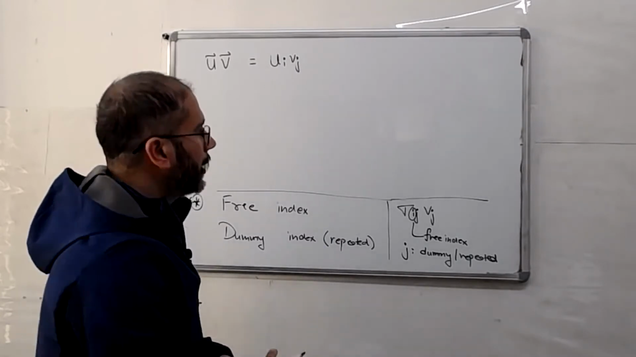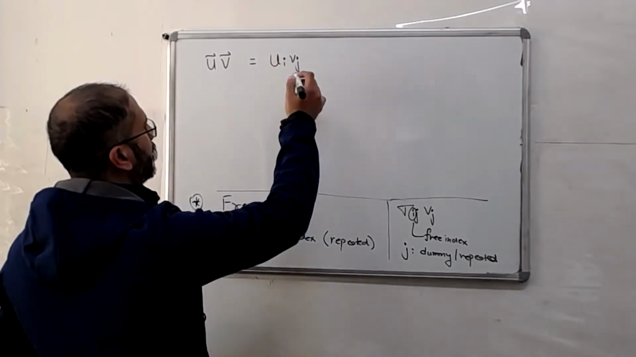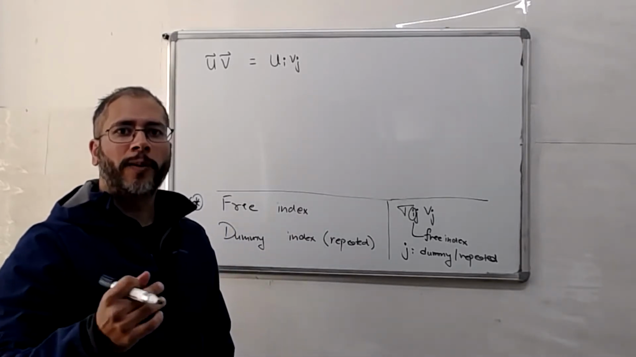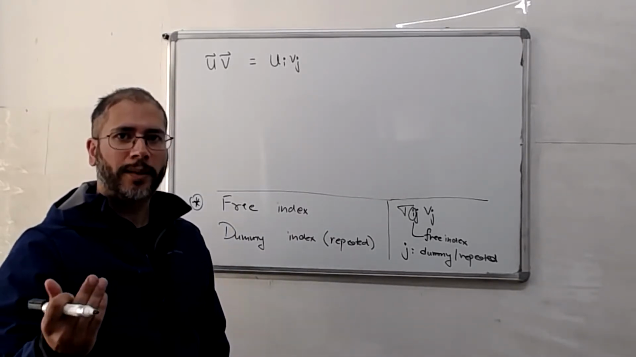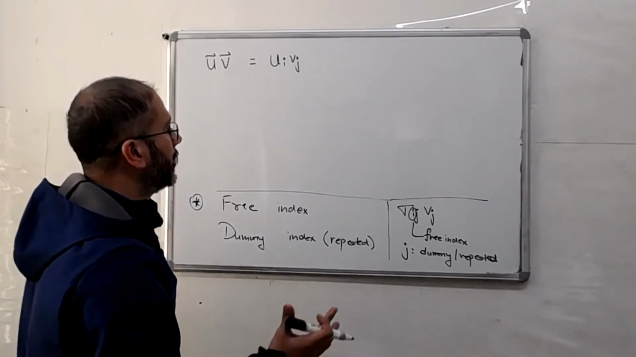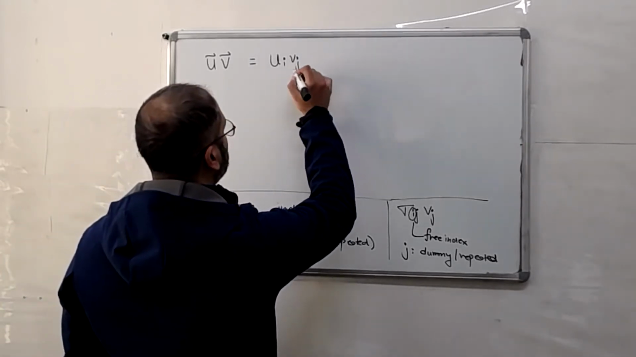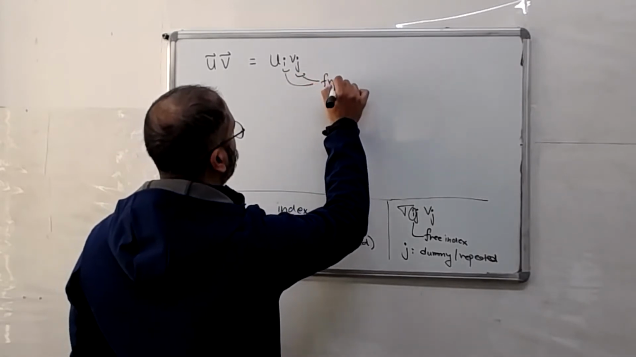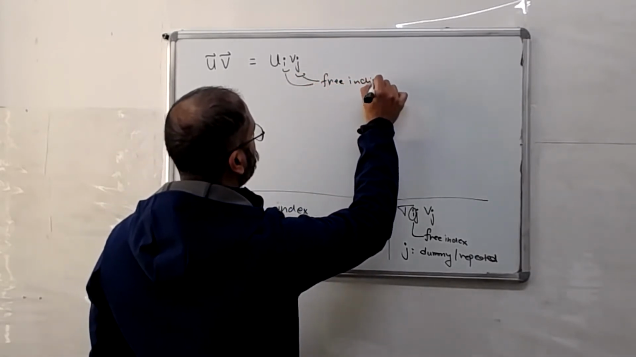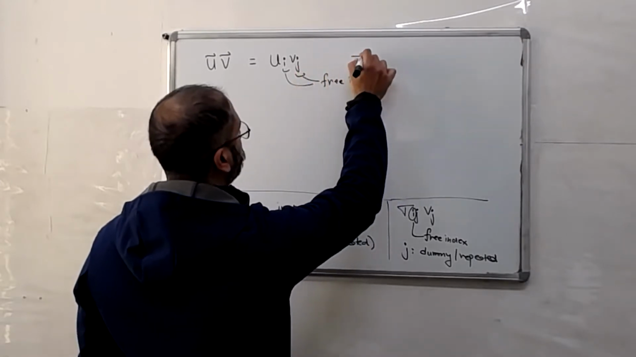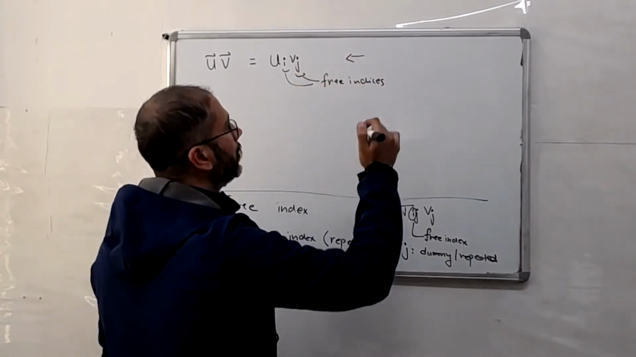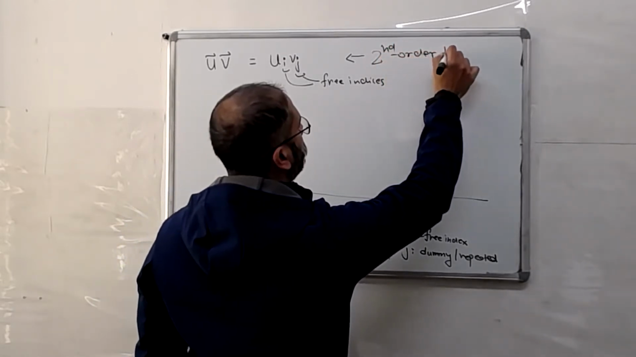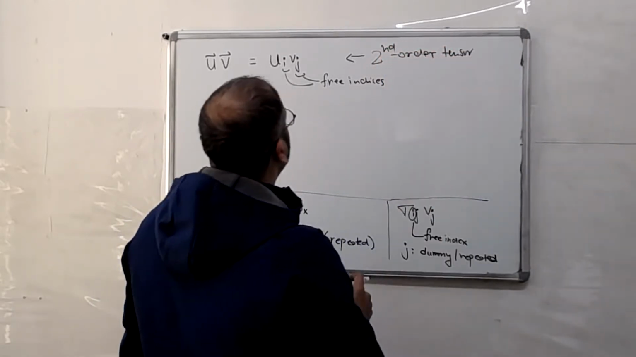So ui vj, you have two free indices here. That means that i can go from 1 to 3 and j can go from 1 to 3 independently. So that becomes a total of 9 components. Both i and j are free indices. So the order of this thing is, you have two free indices, so it's a second order tensor.